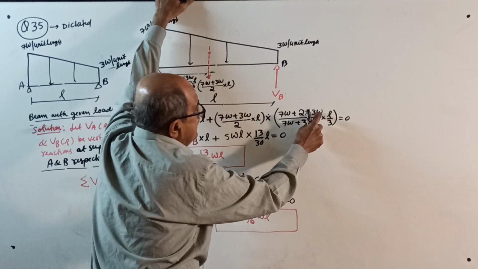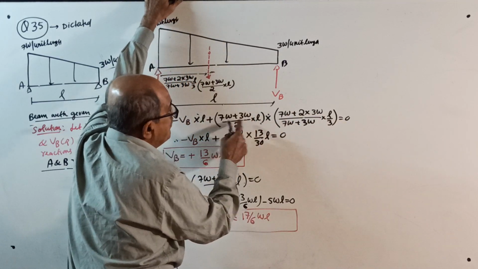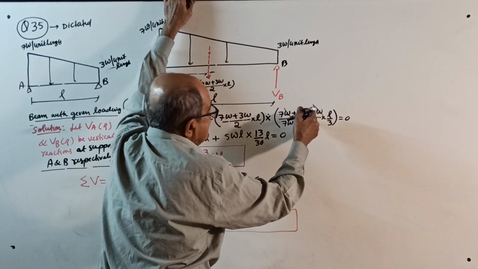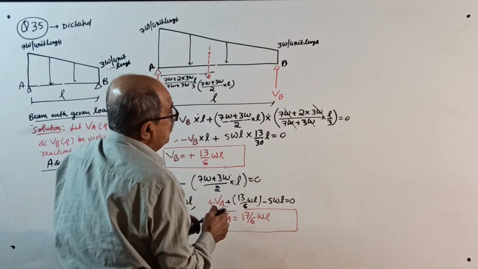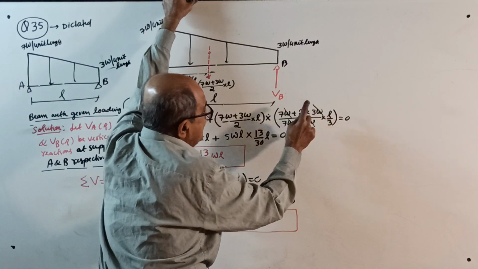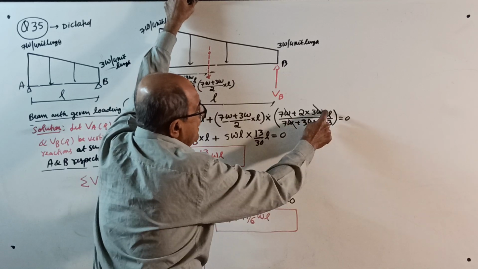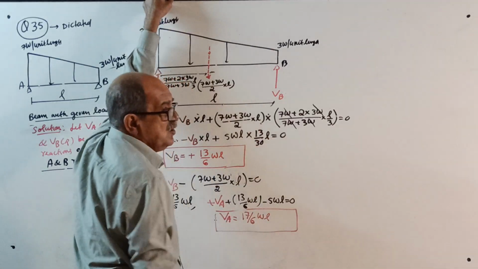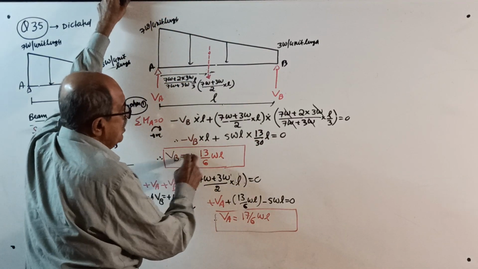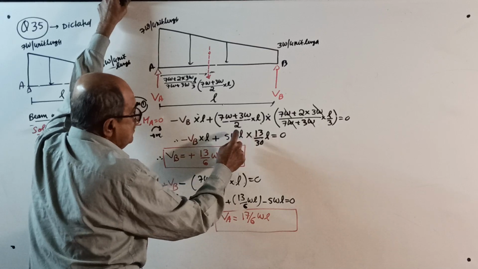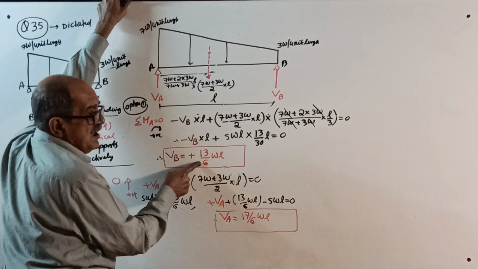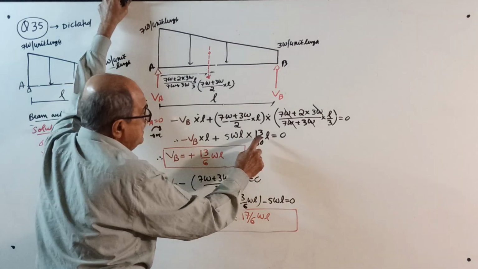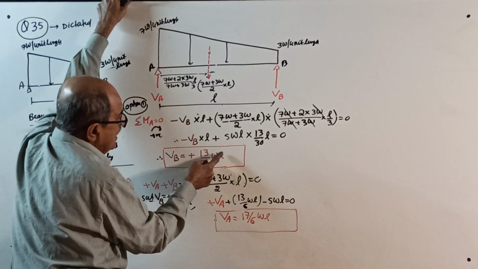See, here W will get cancelled. Therefore, (7 plus twice of 3) divided by (7 plus 3) into 1 by 3, that much of L, is 13 by 20 L, equals 0, or VB equals 13 into 5 by 30, which is 13 by 6. WL into L is WL square divided by L is WL.